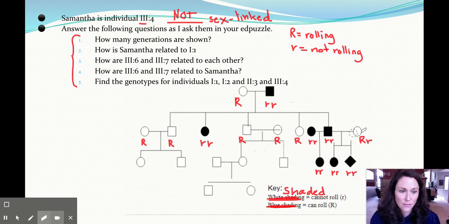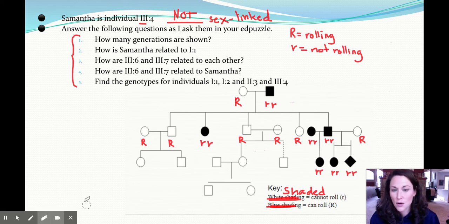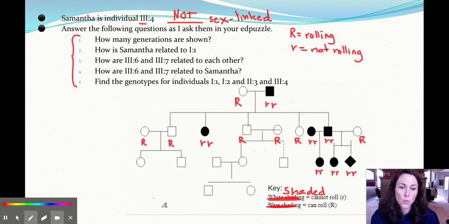Oh, that's not what I meant to do. Excuse me there. Okay, I'm not going to keep putting the big R's in. We'll get to those in a minute.